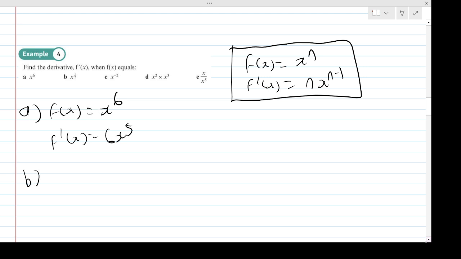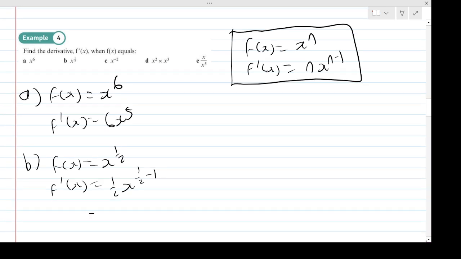Part B. We have x to the power of a half. So f of x is now x to the half. Again, for the derivative of this, we're going to bring the power to the front, so it's going to be half x, and then the power, you knock 1 off. So it's going to be half minus 1. Well, what's a half minus 1? That's going to be negative a half. A half minus 1 is negative a half, and there we are. That's my derivative there.